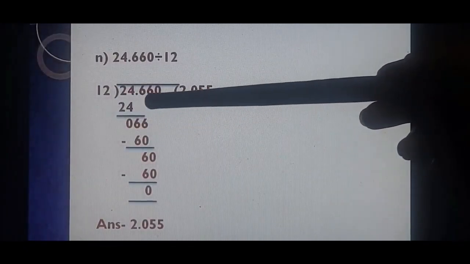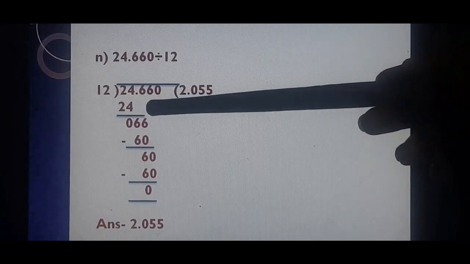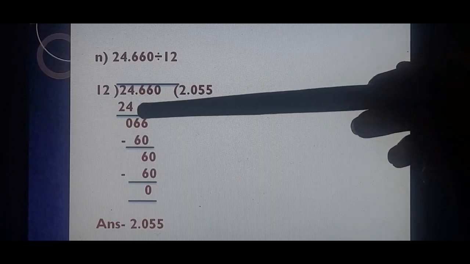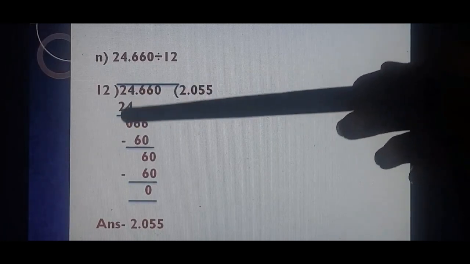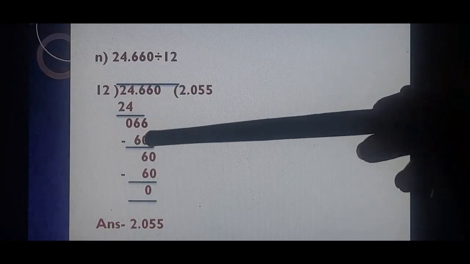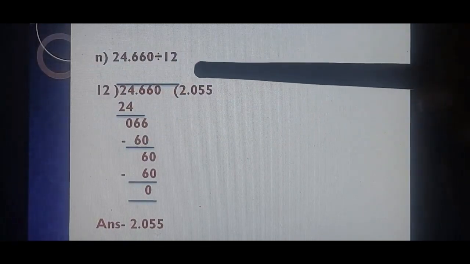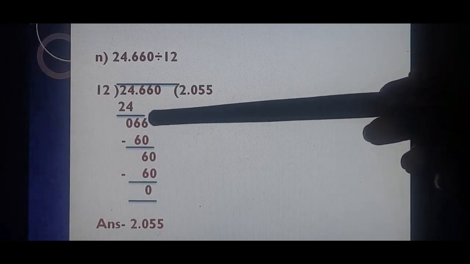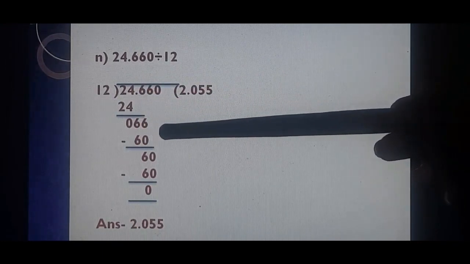So 24.660 will become the dividend and 12 is our divisor. 12 2s are 24. 4 minus 4, 0. 2 minus 2, 0. So we will take now 6. 6 is less than 12, so put 0 here and take the next digit. Next is 6 again, so the number has become 66.